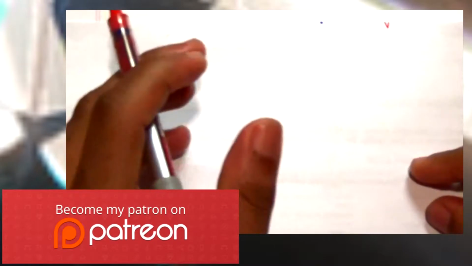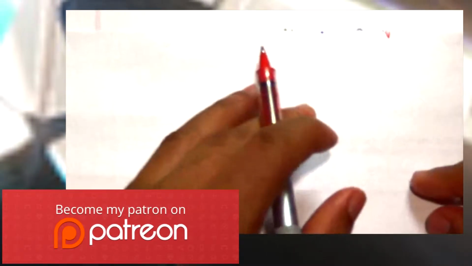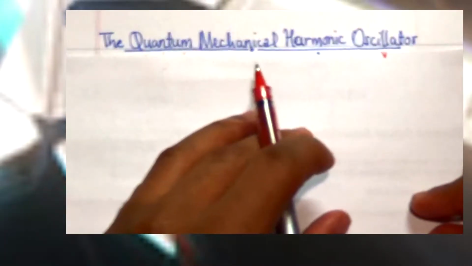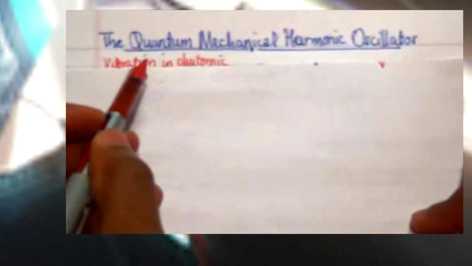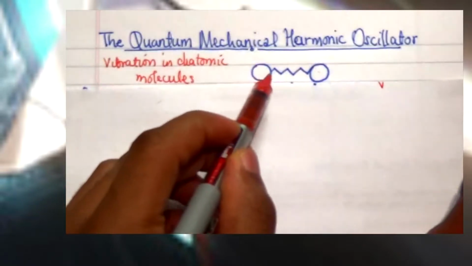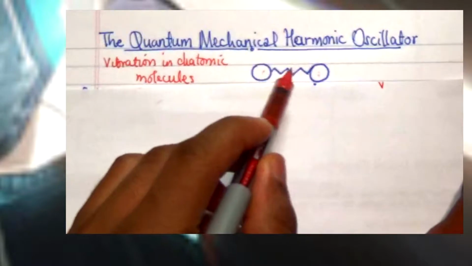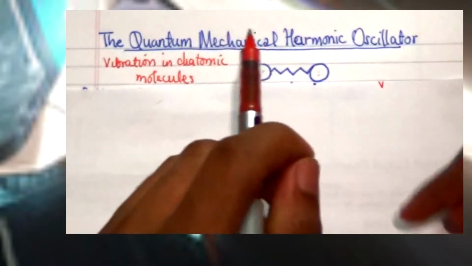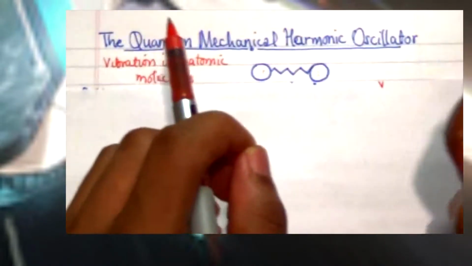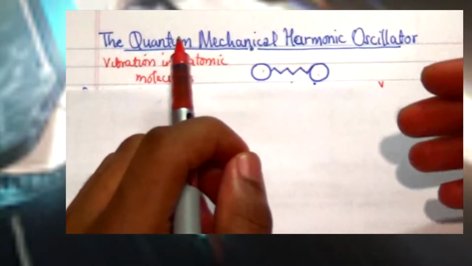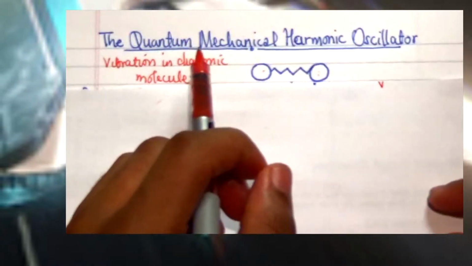In this video we'll look at the third system in quantum mechanics, which is the quantum mechanical harmonic oscillator. Now the harmonic oscillator is known to be a model for vibrations in diatomic molecules, in the sense that between two atoms we have a bond, and the bond usually exhibits vibration, and this vibration is actually a characteristic of a harmonic oscillator.